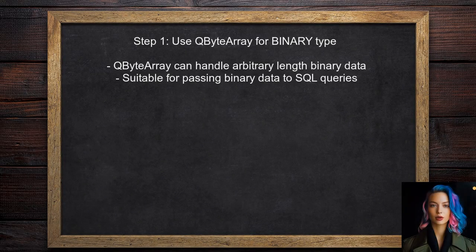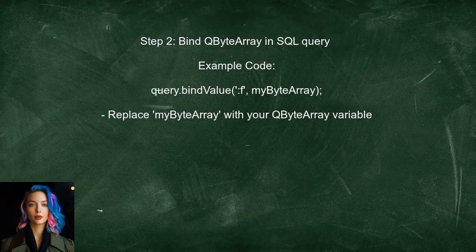To begin addressing the user's issue with the QVariant mapping for the binary type, we need to use QByteArray for arbitrary length binary data. This is because QByteArray can handle binary data effectively in Qt. Next, the user should ensure that they are binding the QByteArray correctly in their SQL query. This involves using the bindValue method to bind the parameter with the QByteArray variable.